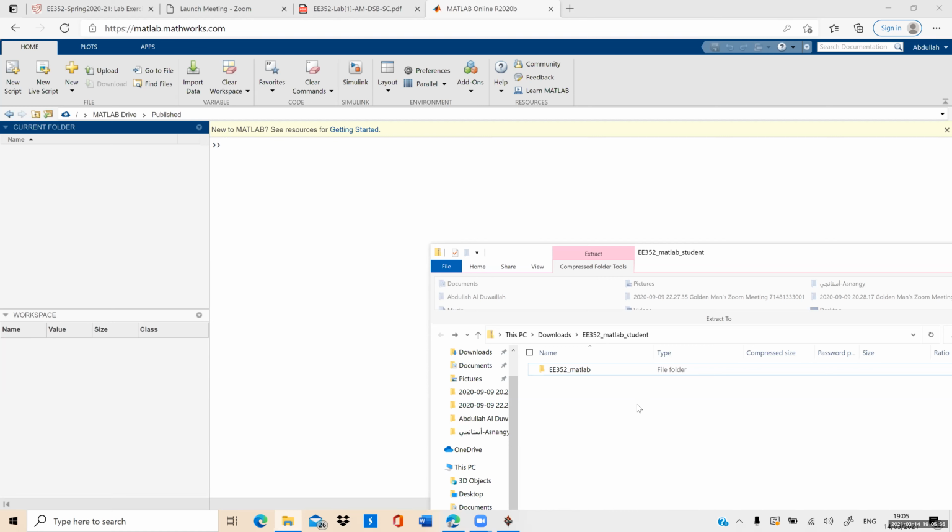Okay, can you click on the download folder? Yeah, download folder. Where is it? You mean in the window which is open right now in front of you, the white window. Here in the address bar you can see This PC, then EE352 MATLAB student. Right. Go to downloads.